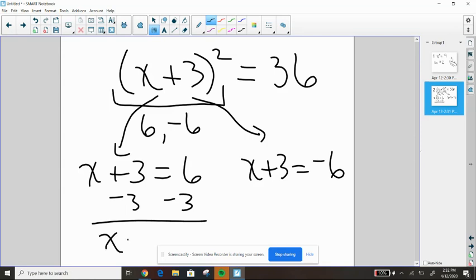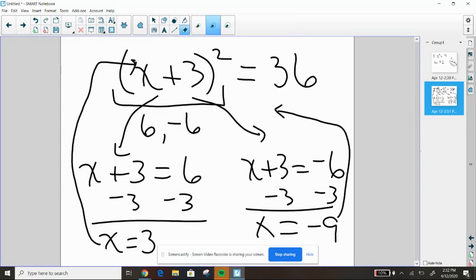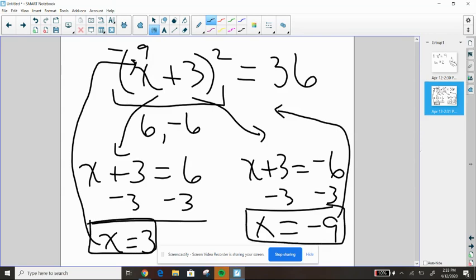And then I solve those equations. So I get x is 3, or I get x is negative 9. And it's really helpful to plug your answer all the way back in at the top and say, does 3 plus 3 is 6 squared 36? Yes. And then how about if I plugged a negative 9 in there? Negative 9 plus 3 is negative 6, and negative 6 times negative 6 is also 36. So I know I found the right answers. X is 3 and x is negative 9. Now you go ahead and you try one of those.